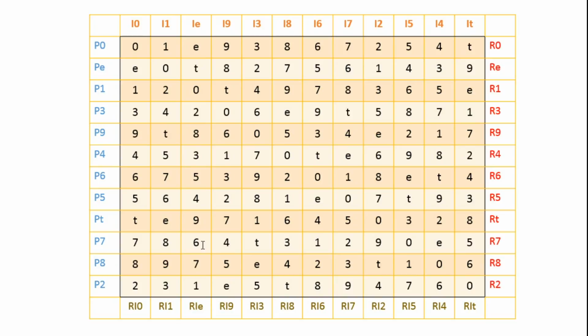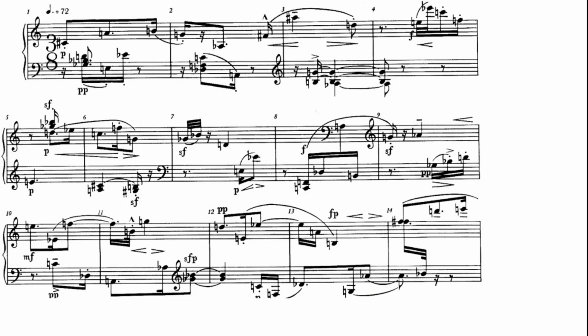This row is R7. And for the retrograde inversion, we read it in the order from bottom to top, and we label it with RI, and the number comes from the top box in the row matrix, or what would be read as the last number in the retrograde inversion. This retrograde inversion is RI9. This is RI5. This is RI1. This is RIT.